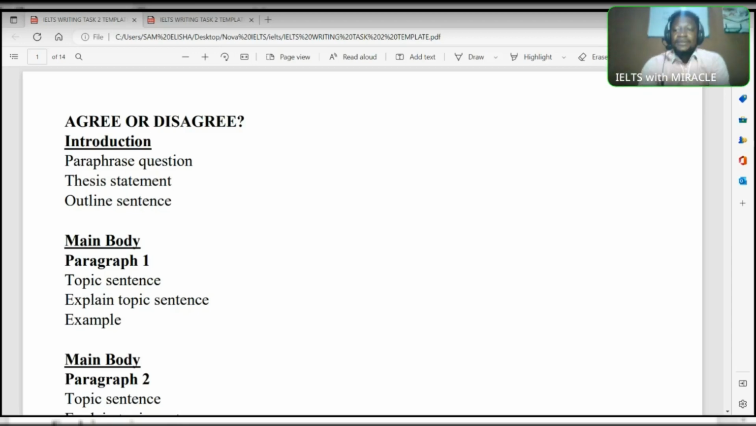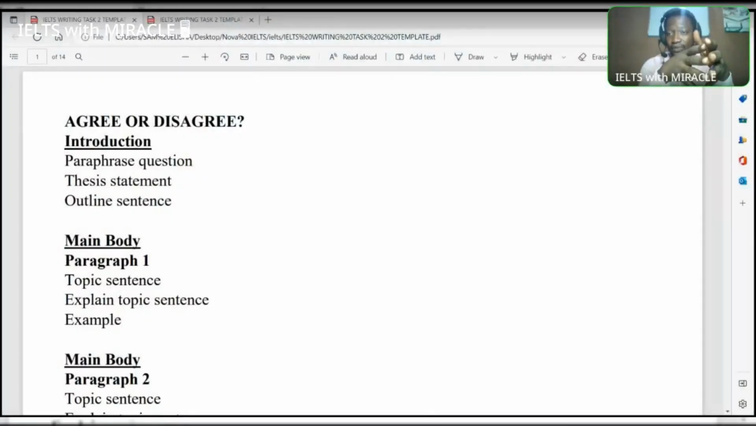As far as the test is concerned, they will be looking out for what we call task response or task achievement. Task response or task achievement measures how well you have responded to the task, how you have answered the question, and if your answers are in line with the given topic. That's task achievement. From the introduction of your task 2, in fact, the examiner will know whether you are meeting the task achievement or not. Right?